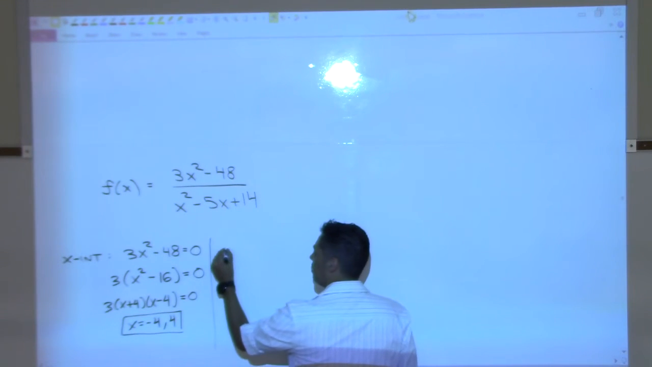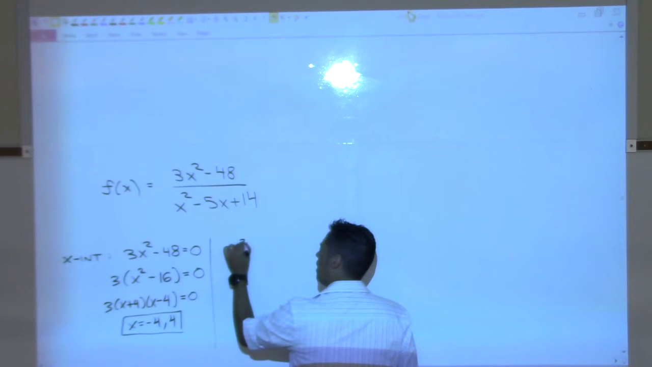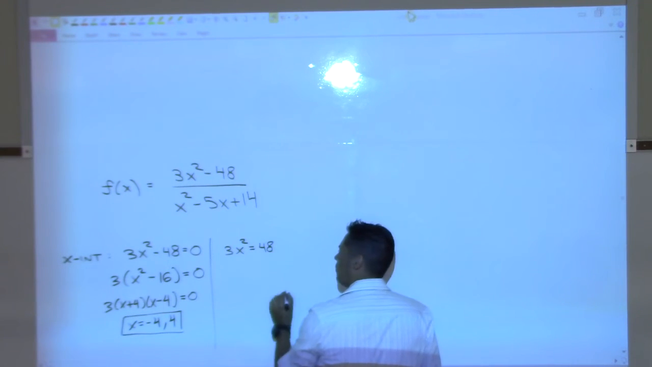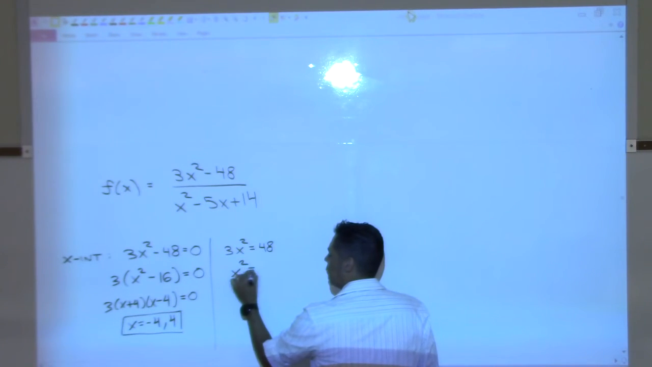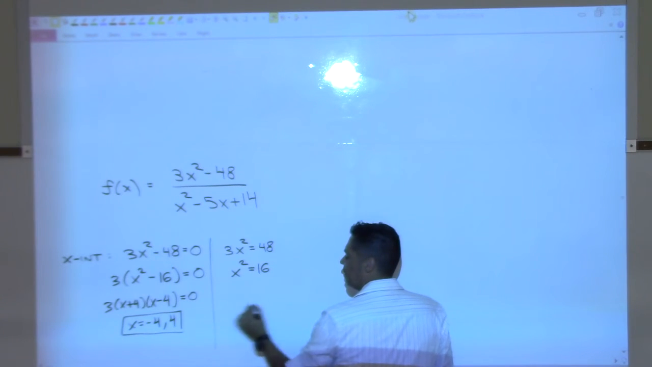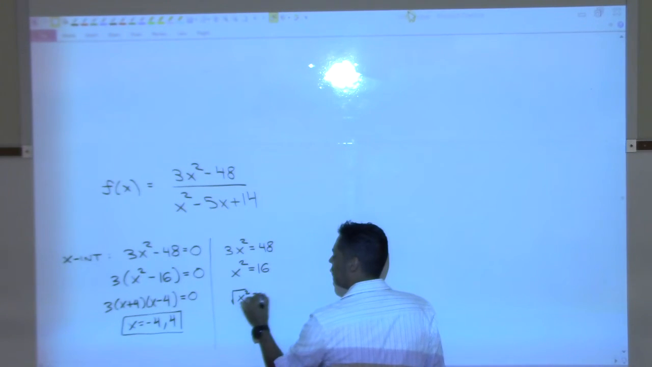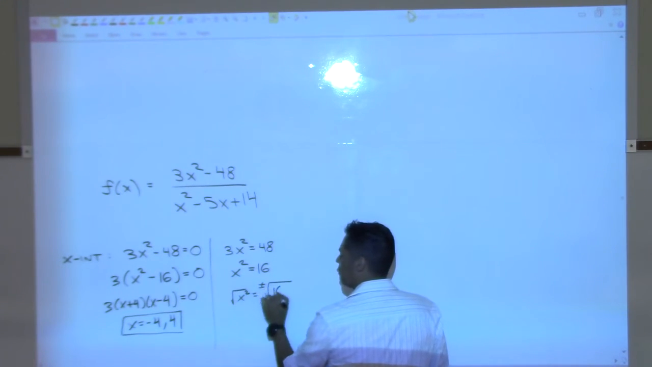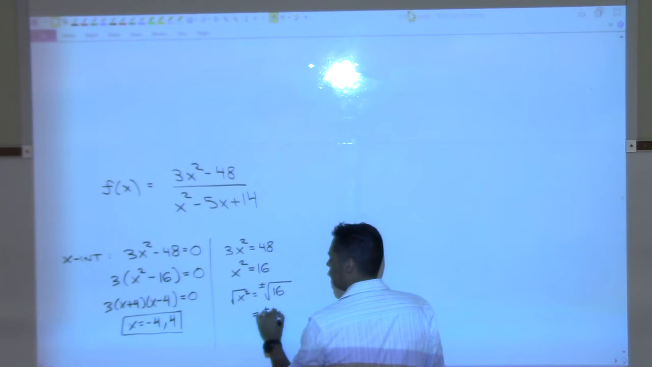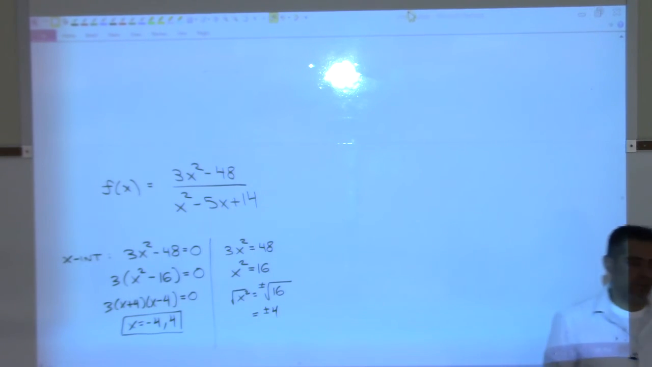Another way you could have done this is this. Move the 48 to the other side. Divide both sides by 3. Take the square root on both sides. And remember when you do the square root that you have to have plus or minus. There's two options on how to solve that. You have two x-intercepts, 4 and negative 4.